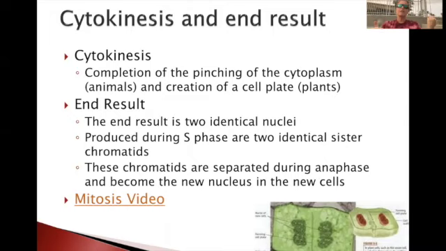The cell plate forms into the cell wall in plant cells. In animal cells, your cell membranes are now intact. The end result is two identical cells with identical nuclei. These cells are clones of each other, essentially.